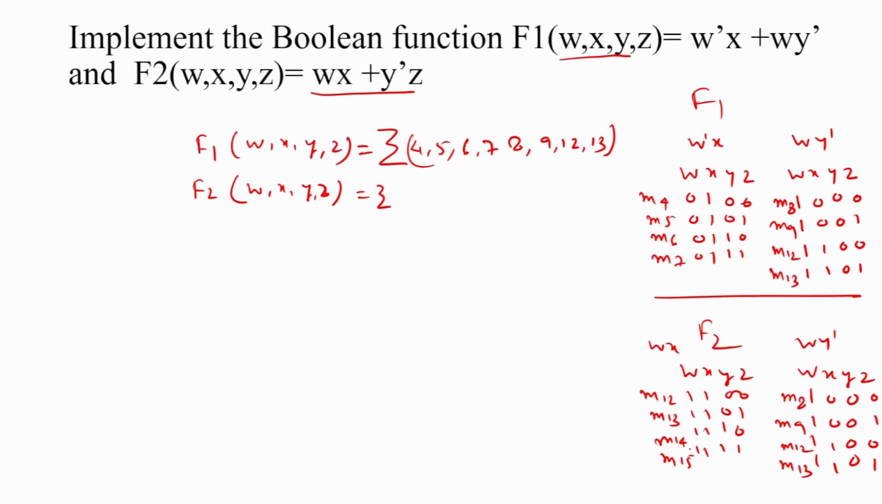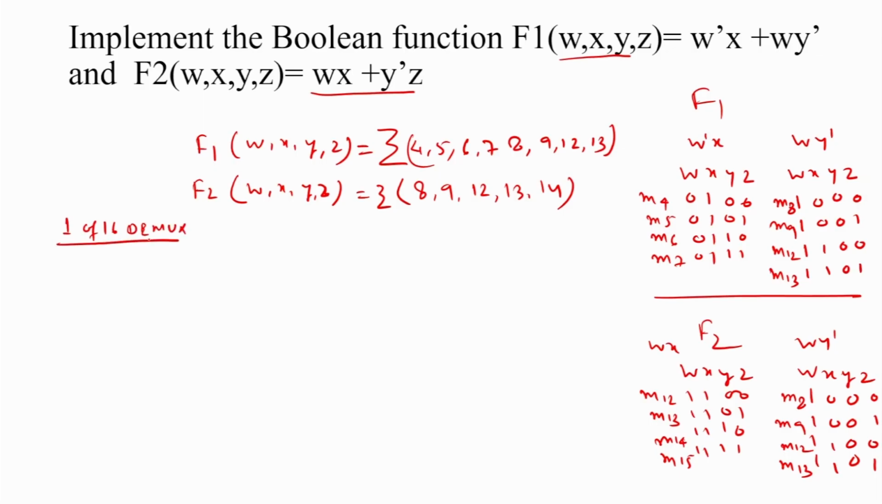Here m12 and m13 are present in both terms wx and wy complement. This means we write only one occurrence of each particular min term. So the min terms written in sequence are 8, 9, 12, 13, 14 and 15. When we implement this, how many variables are used to represent both Boolean functions? There are 4 variables used to represent them. What is the suitable size of demux? We simply take a 1 of 16 demux.